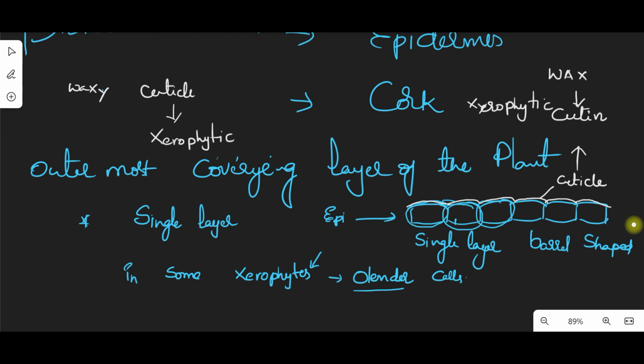Based on the water availability, the plants are classified into hydrophytes, mesophytes, and xerophytes. Xerophytes are those plants which live in places with very low water or zero water available. We call them xerophytes. So, all the xerophytes, according to the environment where they are present, bear wax over the cuticle.